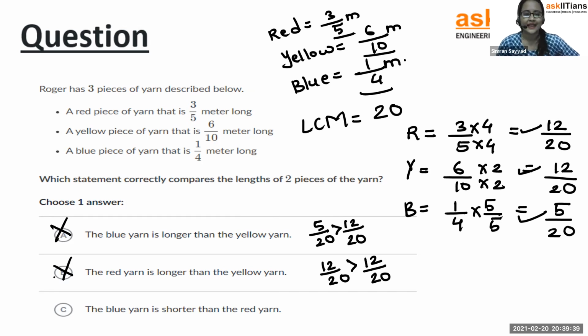Okay, let's see the last option, the blue yarn. 5 by 20 is shorter than my red yarn, which is 12 by 20. Yes, this statement turns out to be correct. I can say that the blue yarn is shorter than the red yarn and it completely compares the length of 2 pieces of yarn, which was expected. So this is our correct answer.